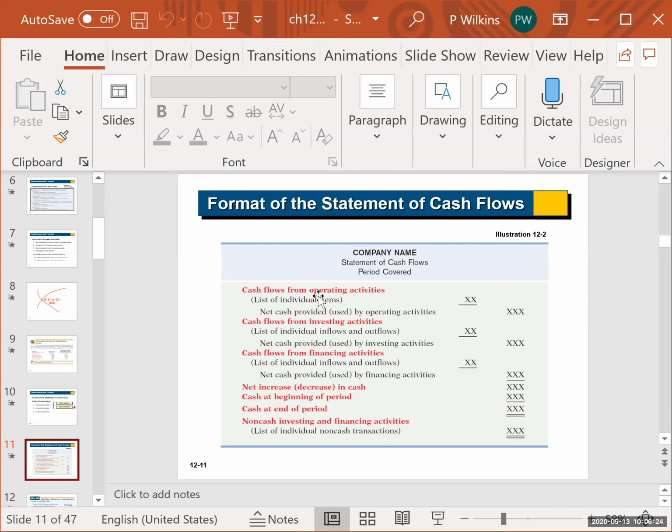If you look at this on the screen here, at the top it says cash flows from operating activities. And then it says list individual items. And then it says net cash provided by or used by operating activities. That's the only section we're going to do, just those items there. The rest of it is the other reports. That little section actually becomes quite large because you have to list the individual items underneath there.